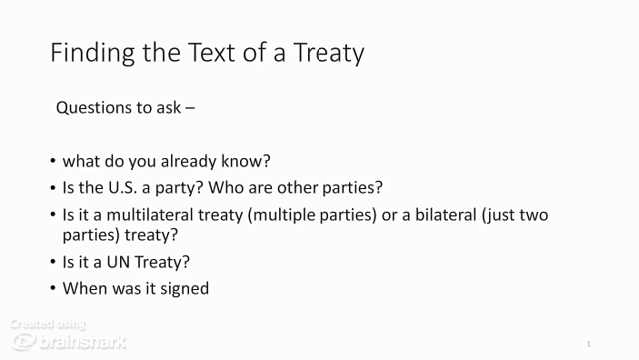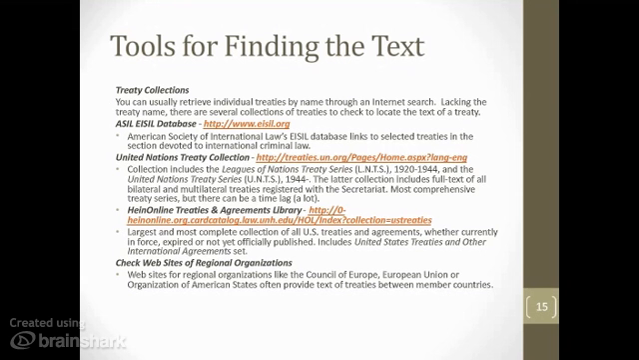When you're finding the text of a treaty, here are some questions to ask. Who are the parties? Is it a UN treaty? When was it signed? They'll all point you in the direction of where you need to look. Depending on some of your answers, you may need to look in different areas in order to find the text of a treaty. I've identified some good treaty collections here that are available for free on the web, as well as in some proprietary databases like Hein Online.